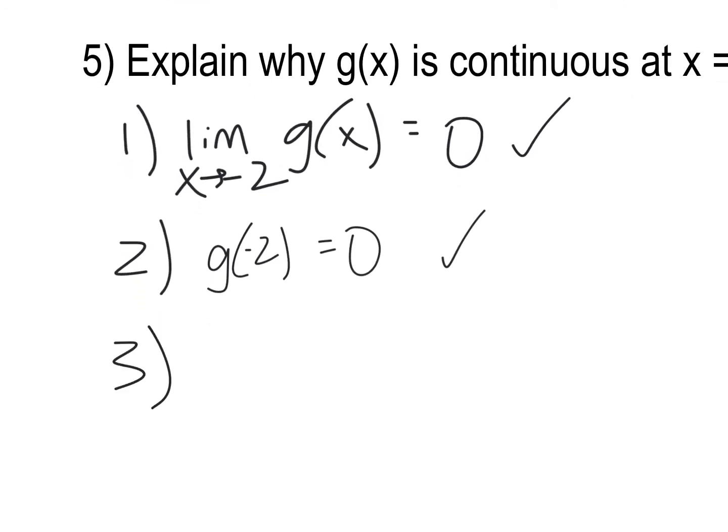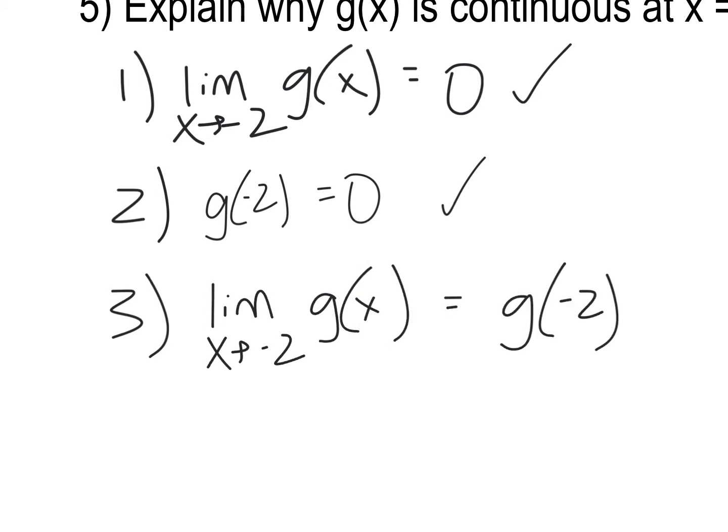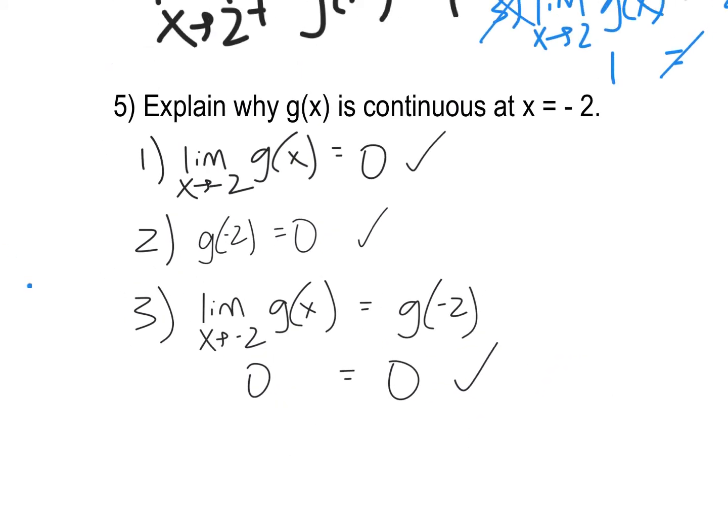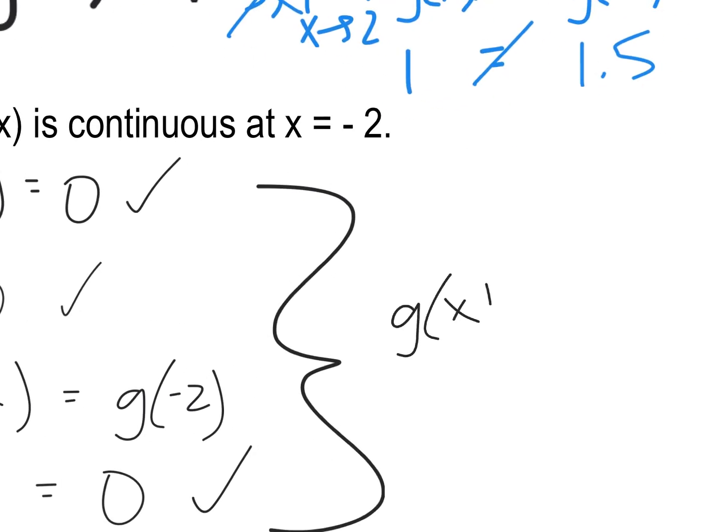Let's look at test number 3. That says that the limit as x approaches negative 2 of g of x is supposed to equal g of negative 2. And so the limit was 0. I did that up here. And when I plug in negative 2, I get 0. It passes all 3 tests. And so for that reason, g of x is continuous at x equals negative 2.